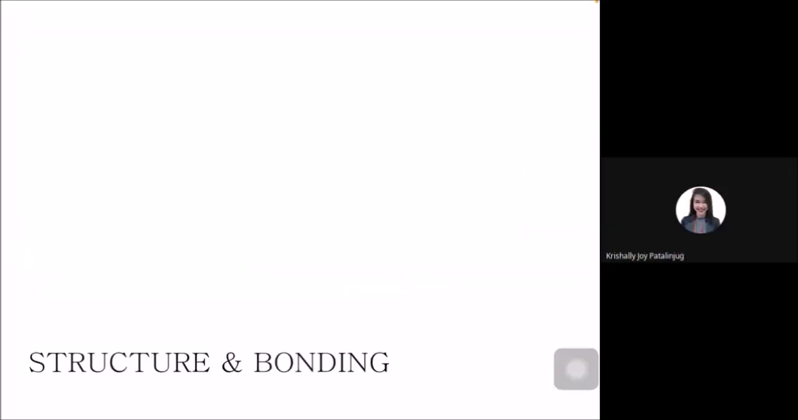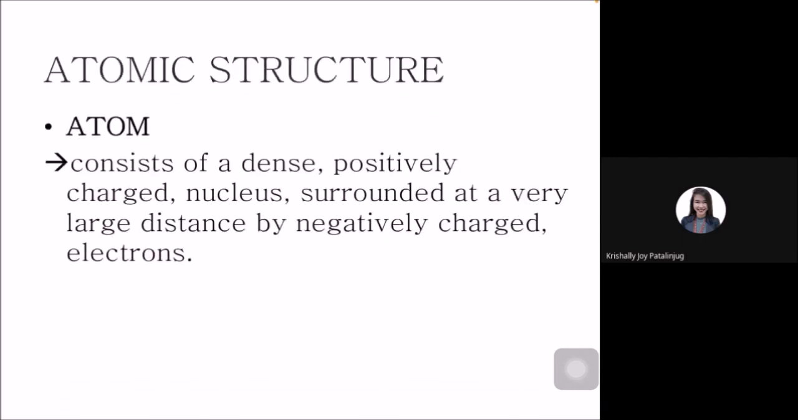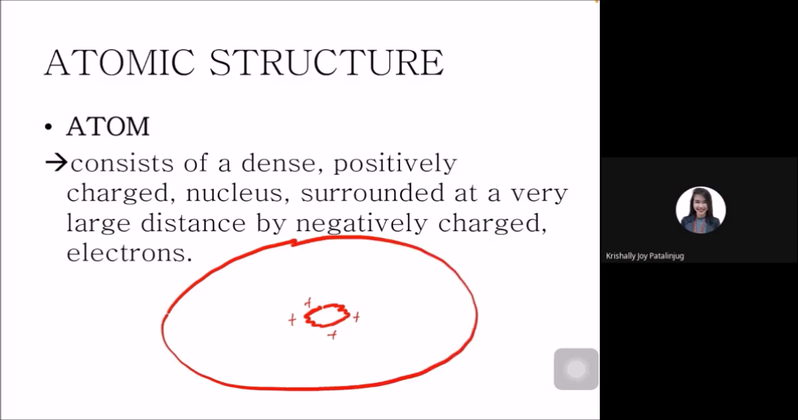Okay? Let us continue. In studying organic chemistry, it is also very important to review some ideas about atoms, bonding, and molecular geometry. So we will have a short review on the following basic topics under chemistry. Let's have the atomic structure first. Recall that an atom consists of a dense, positively charged nucleus on its centermost portion, and it is being surrounded at a very large distance by negatively charged electrons.